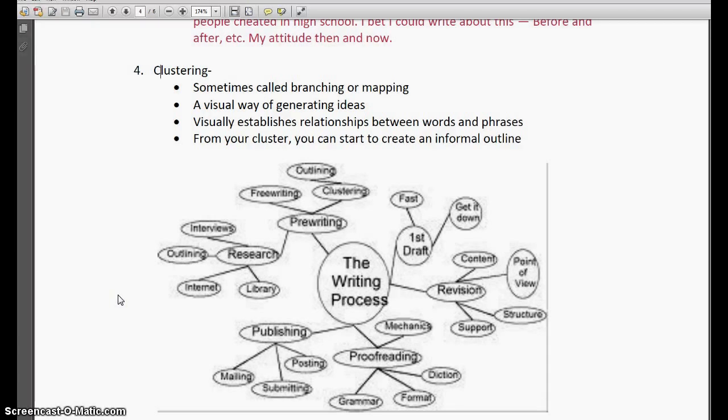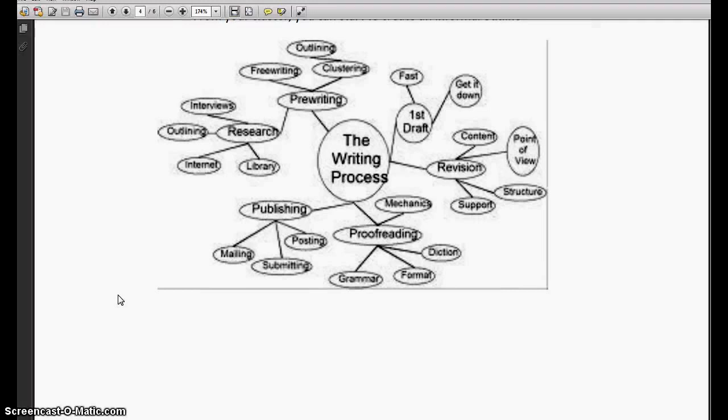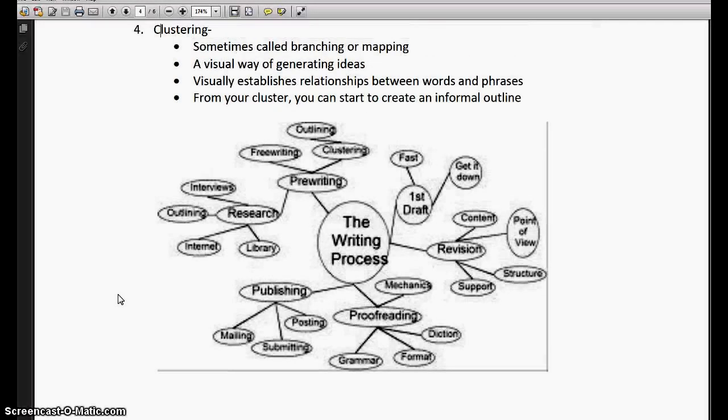This way you're starting to take broad ideas, seeing them visually and how they all connect. I'm a very visual learner, therefore I cluster a lot. And then eventually your cluster can become an informal outline.